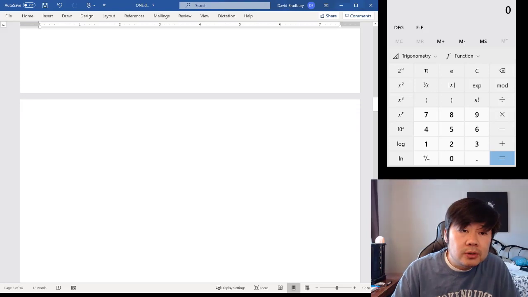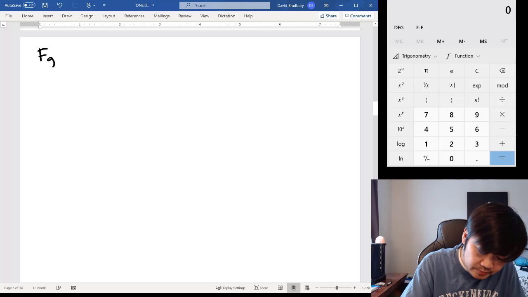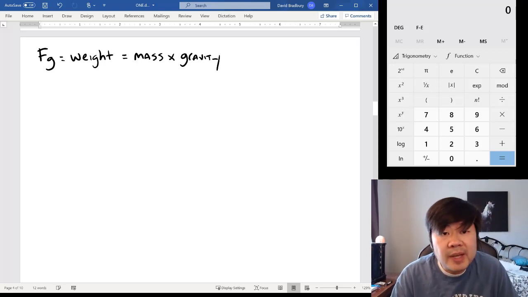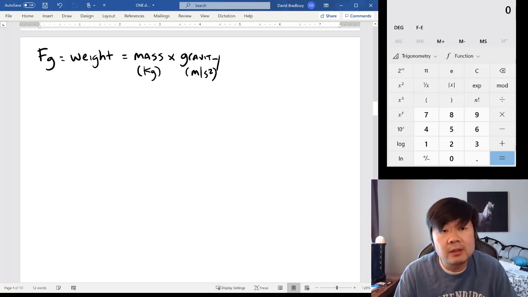All right, so force due to gravity, which is also called weight. Now, there's a formula for this. It's mass times the acceleration due to gravity. So it's mass times gravity. And remember, mass, so let's just start going into units. Mass is in kilograms, and gravity is an acceleration, so it's going to be meters per second squared.